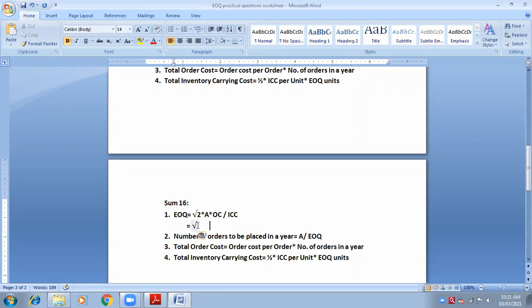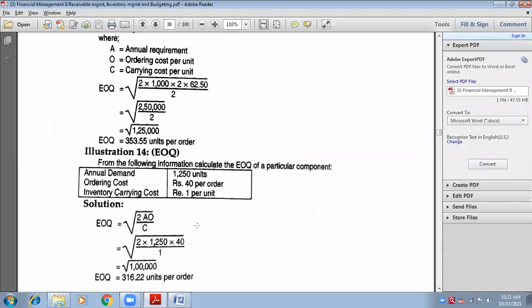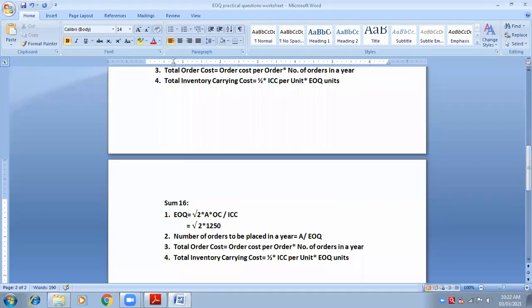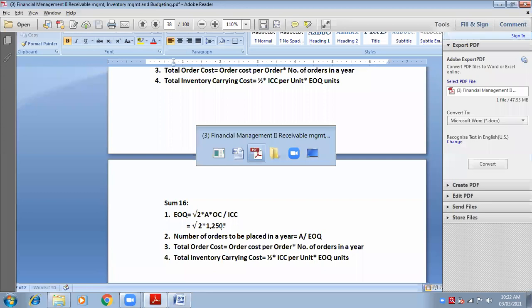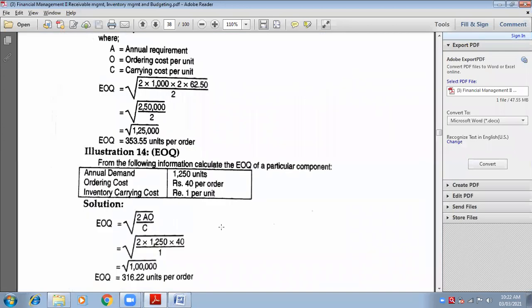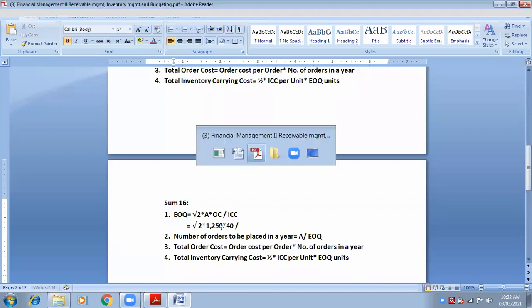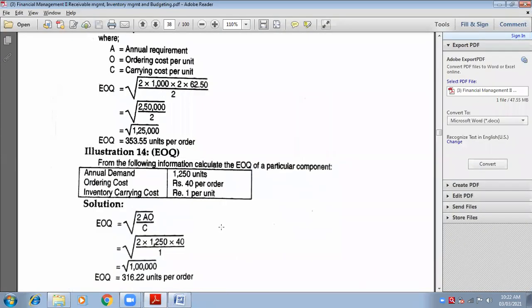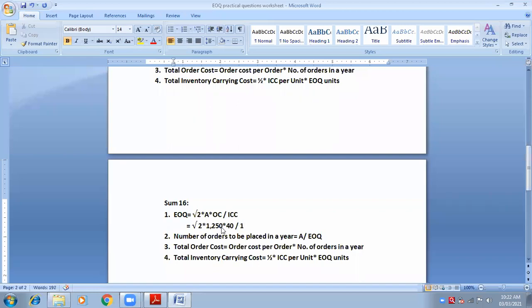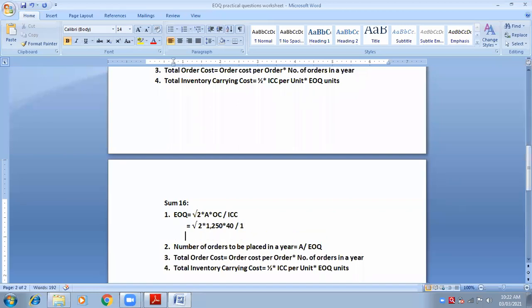The whole square root of 2 into A. So what is A in the question? A means annual demand, annual consumption. What is A given here? 1250. Yes. So it is 1250 into OC. OC should be per order. So is it given in the form of per order? Yes or no? 40. Yes, ma'am. Yes. 40 rupees. So you will write 40 here. Whole divided by ICC per unit. So what is ICC per unit? 1. Okay. Now let's solve this equation.